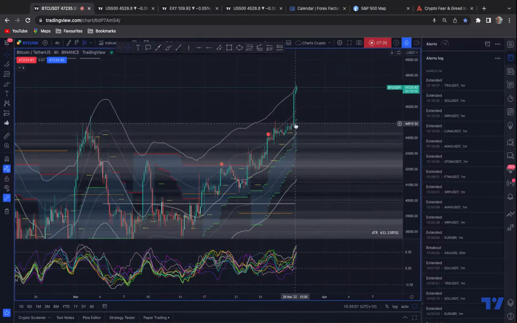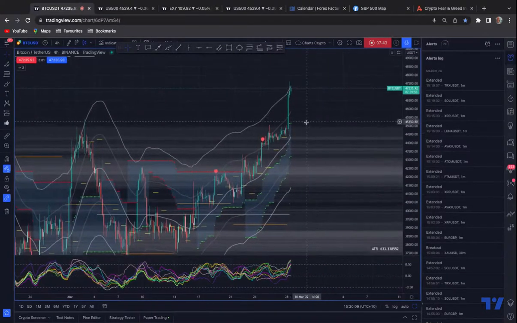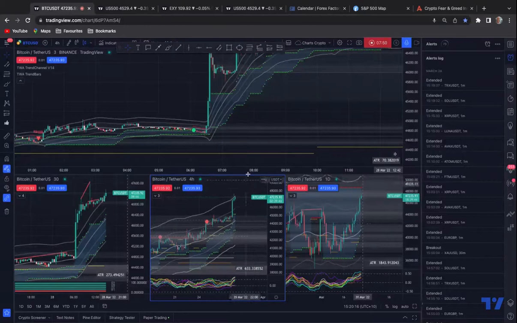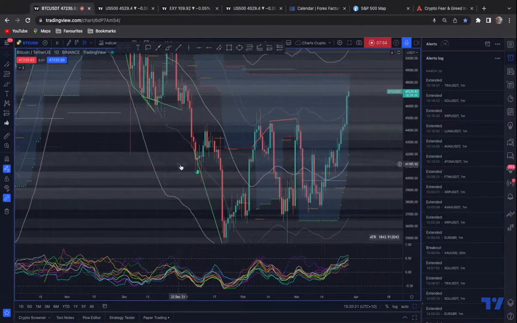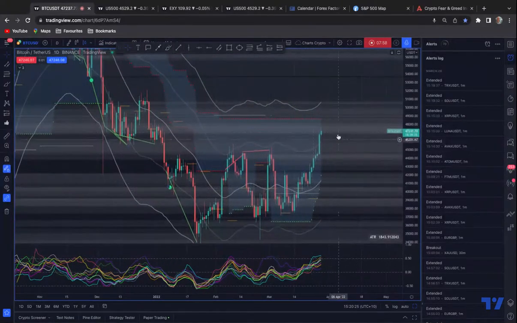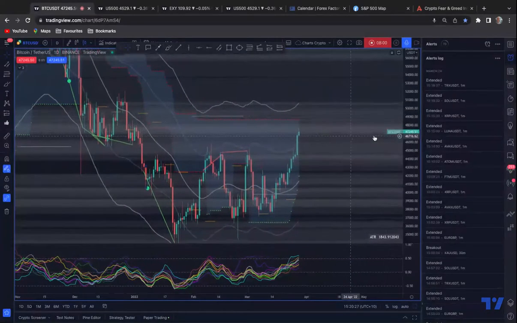I didn't really want to buy here, but then, if you'd caught the 30-minute breakout, then yeah, definitely that would have been an opportunity. So here's the thing with this. This is fairly closely correlated to the S&P 500 or the stock markets. Risk on, risk off. Okay, so this is a risk asset. By the way, this is my version of volume profile.